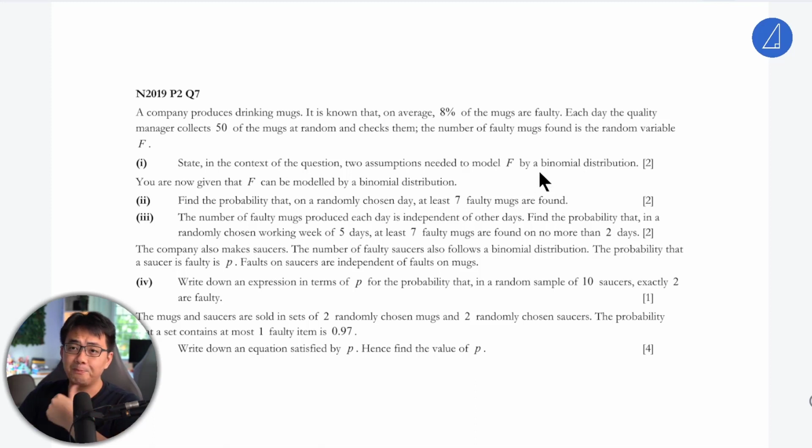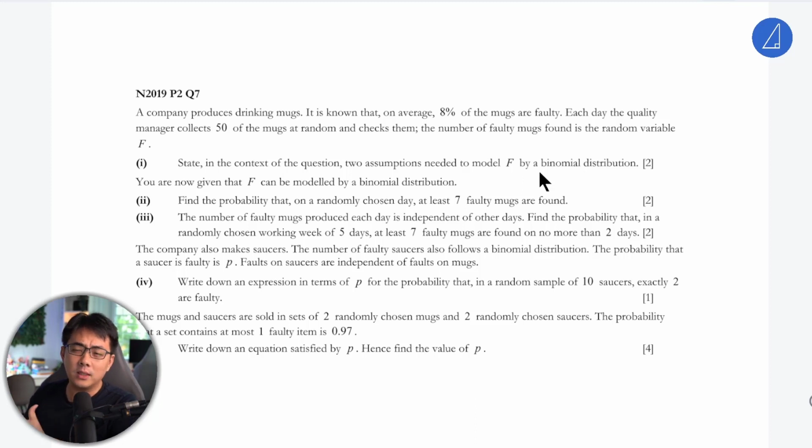I think this is pretty okay. So it's just the assumption needed, right? The two assumptions needed. So the first thing is obviously each mug would have a constant faulty rate of 8%. So meaning if you choose mug number 1, randomly pick one and the other one, each of it will have 8% of faulty rate, right? And also you want the case where each mug is independent of each other.